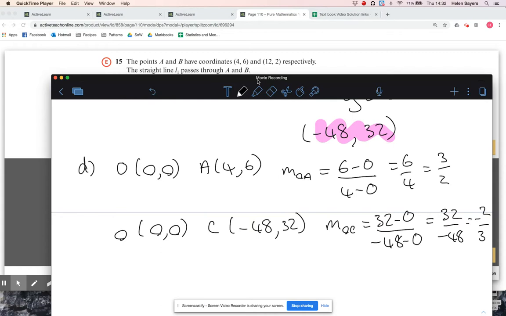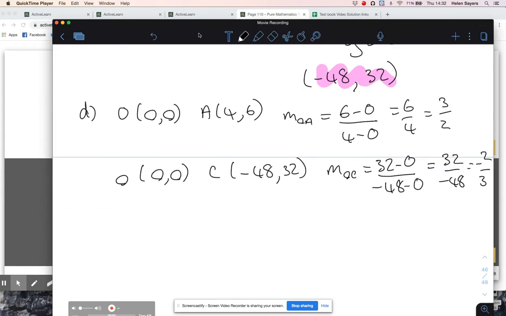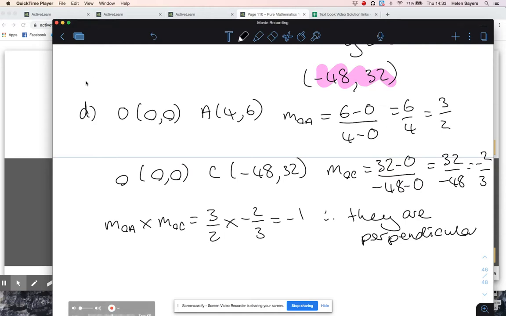So they are perpendicular, but I must be careful because it says show that, so I need to clarify how I know. The gradient of OA times the gradient of OC is 3 over 2 multiplied by minus 2 over 3, which gives me minus 1. So therefore, they are perpendicular. You could also write a sentence explaining that one is the negative reciprocal of the other. That would also justify it.